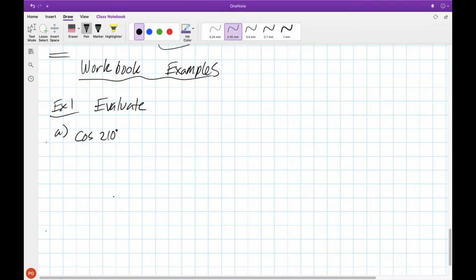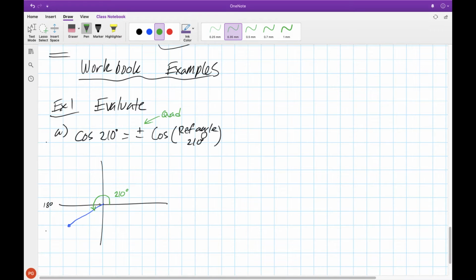If you remember from our discussion, the important thing to do for this is to find a reference angle. So this is going to be equal to either plus or minus the cos of the reference angle for 210 degrees. And this plus or minus is going to depend on which quadrant we're in. To help us figure out the reference angle and the quadrant, let's draw this. So if our angle is 210 degrees, it's going to be a little bit bigger than 180. So it'll be somewhere along here. If this is 180, this is 210, this angle between these two needs to be equal to 30 degrees.